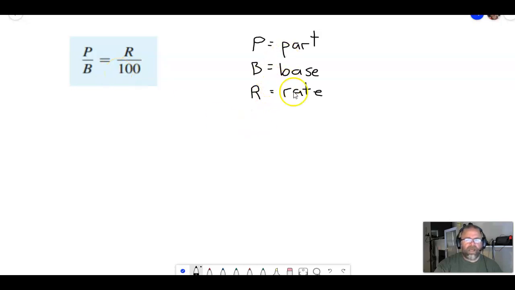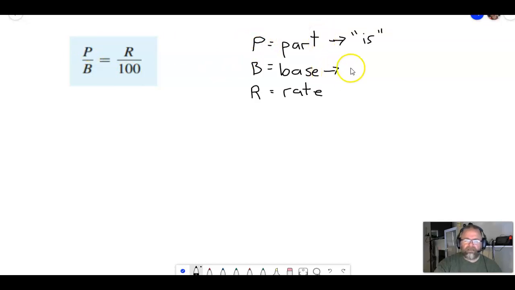So we have some words that are associated with these because we're mainly going to be doing word problems in this section. We have to identify which value is which one of these variables. So we have some good ways to locate that. The part is usually associated with the word is. So if we see something like 17 is, then we know 17 is the P, and we're going to replace that P with the 17.